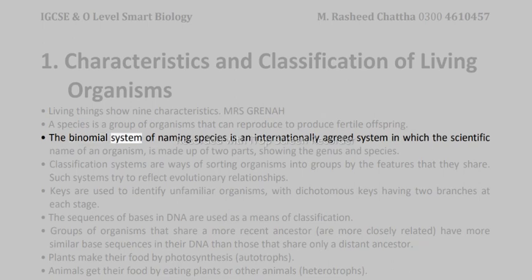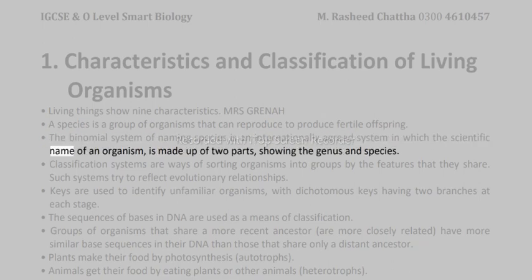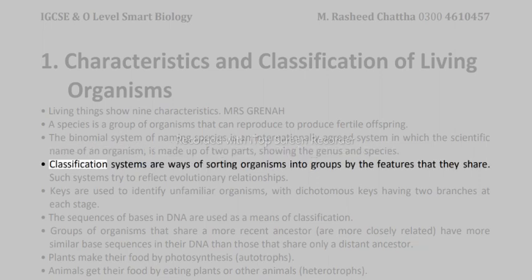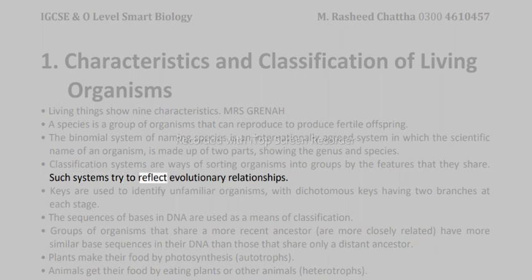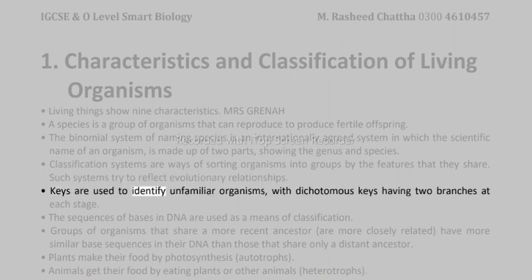The binomial system of naming species is an internationally agreed system in which the scientific name of an organism is made up of 2 parts, showing the genus and species. Classification systems are ways of sorting organisms into groups by the features that they share. Such systems try to reflect evolutionary relationships. Keys are used to identify unfamiliar organisms, with dichotomous keys having 2 branches at each stage.